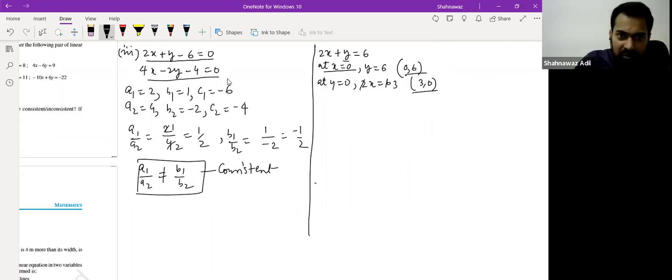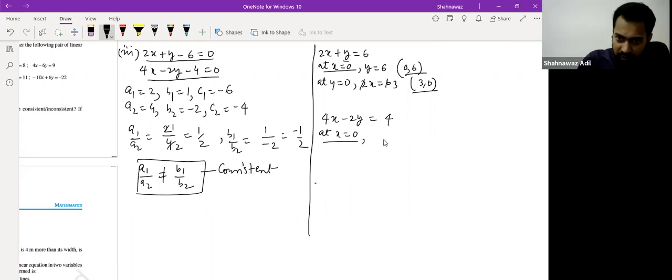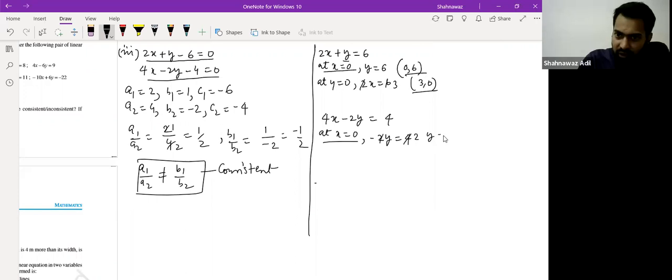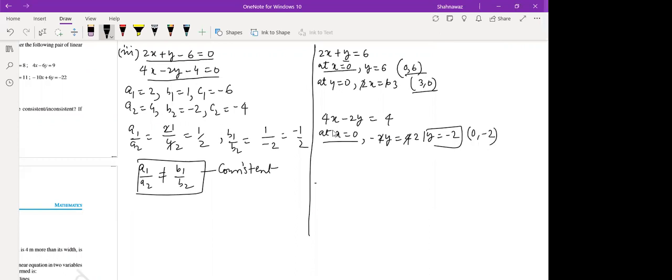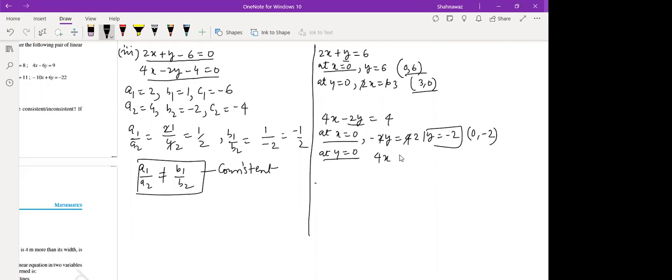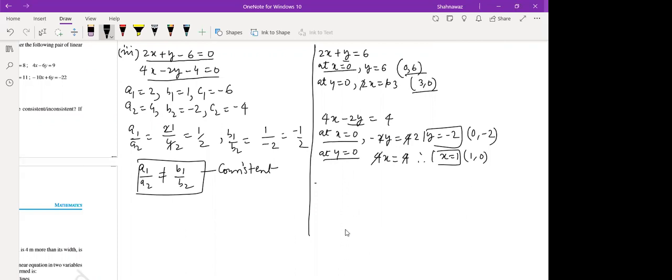Now for this equation. At x equals 0, we have minus 2y by 4. So minus 2. So y is minus 2. So we get the point 0, minus 2. And at y equals 0, we get x equals 1, which means 1, 0, right? Yes, sir. So let's just draw the graph.